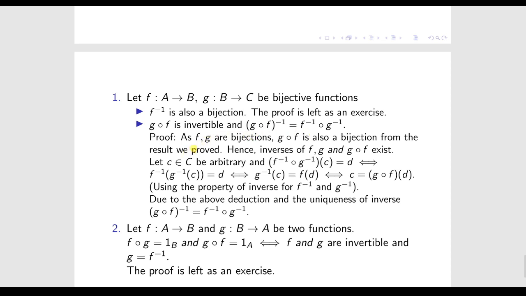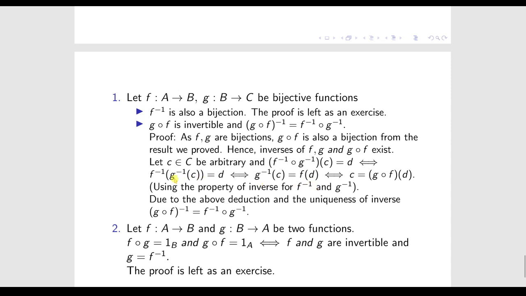The proof goes like this: as f and g are bijections, g of f is also a bijection from the result we proved in the previous page. Hence inverses of f, g and g of f exist. Now let c belonging to C be arbitrary and f inverse of g inverse of c be equal to d. If and only if f inverse of g inverse of c is equal to d, if and only if g inverse of c is equal to f of d, if and only if c is equal to g of f of d. In the previous two steps, we have used the property of inverse for f inverse and g inverse.